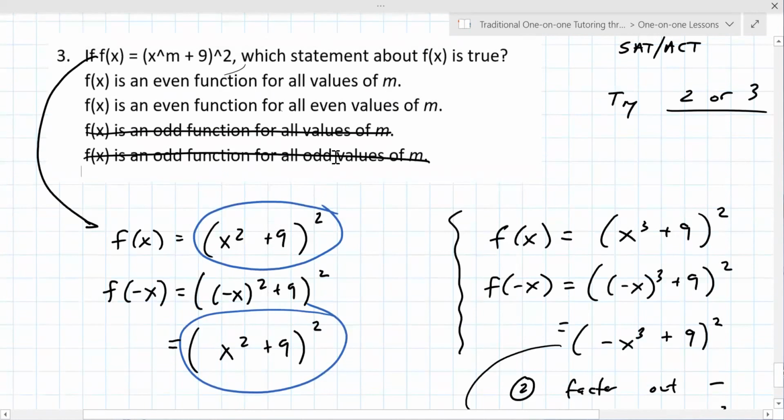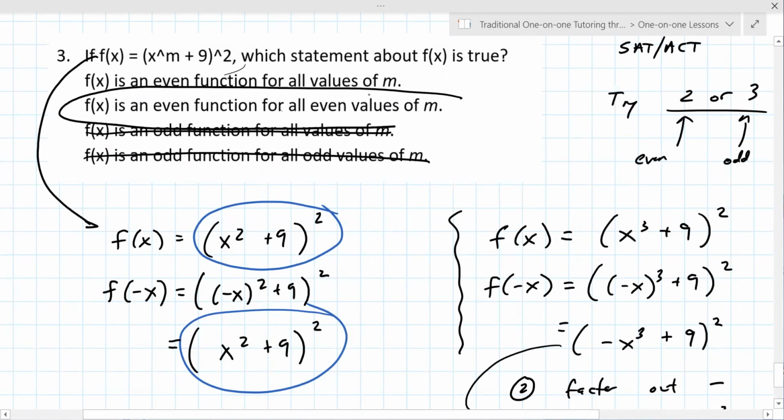So what was the difference? The difference was trying 2 versus 3. What's the difference between 2 and 3? 2 is even and 3 is odd. All even values of m. Okay, so this is a really difficult question. I don't think you'll see something like that on your test, but hopefully the steps of plugging in f of negative x and comparing it to the original are clear.